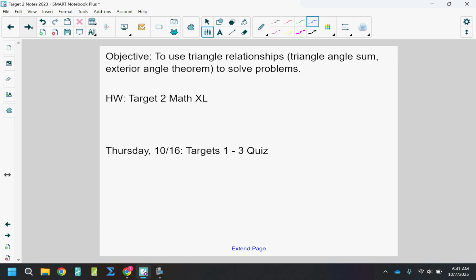So in Target 2, we are going to use triangle relationships. There are two of them, the triangle angle sum and the exterior angle theorem, to solve problems. Your homework will be a Target 2 math Excel.